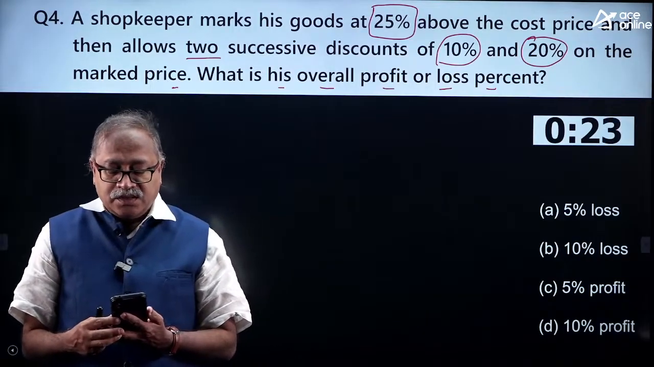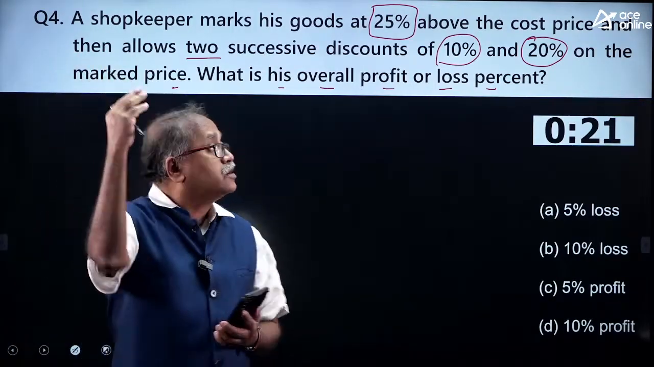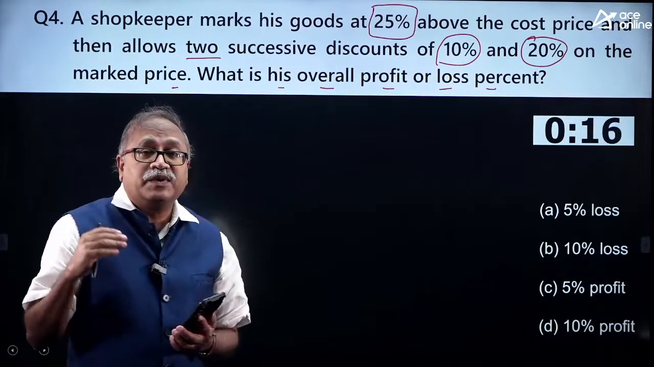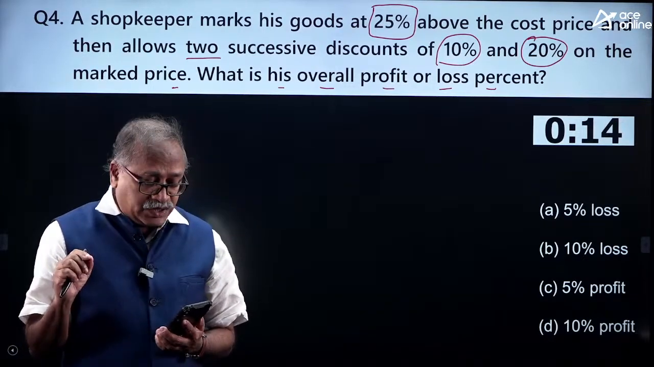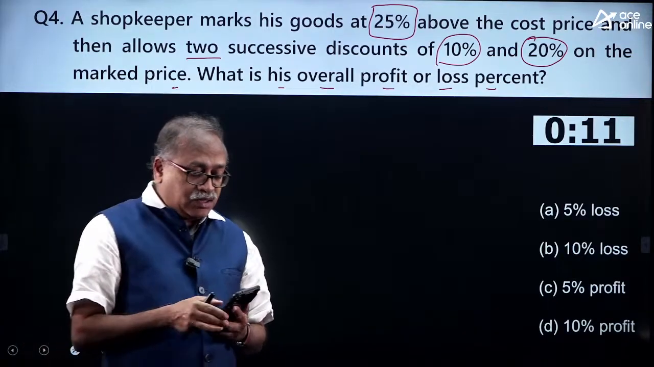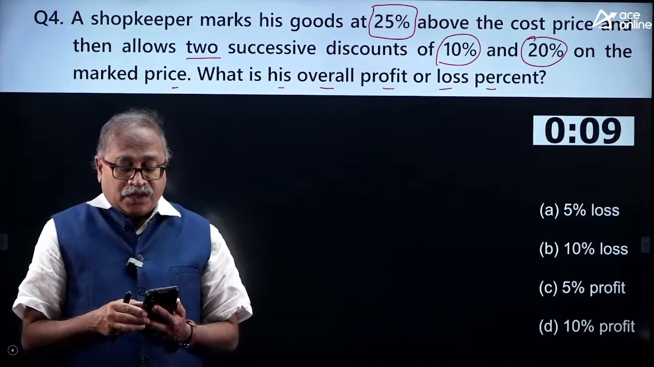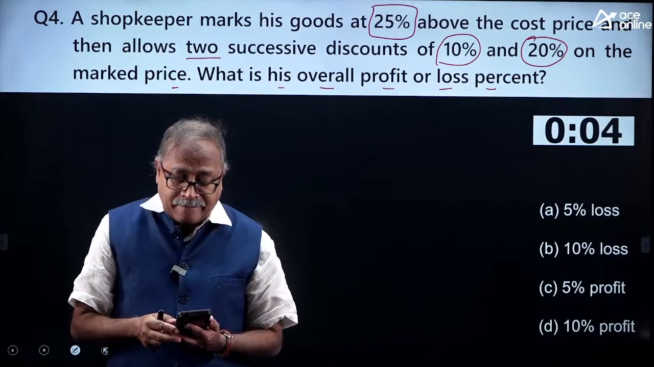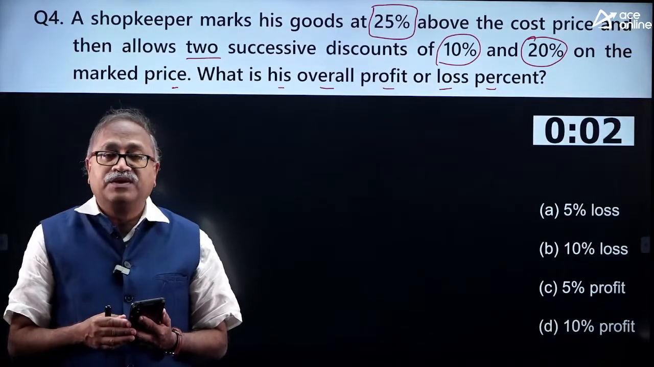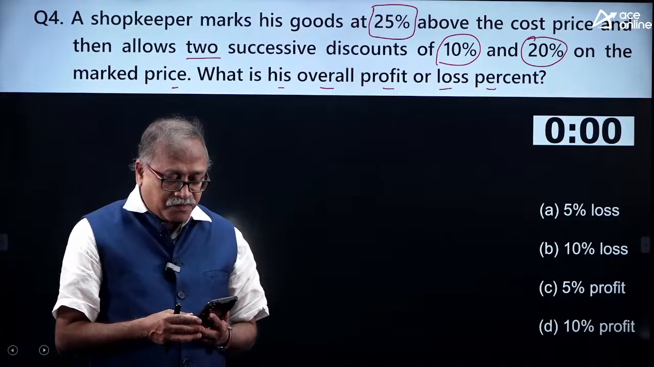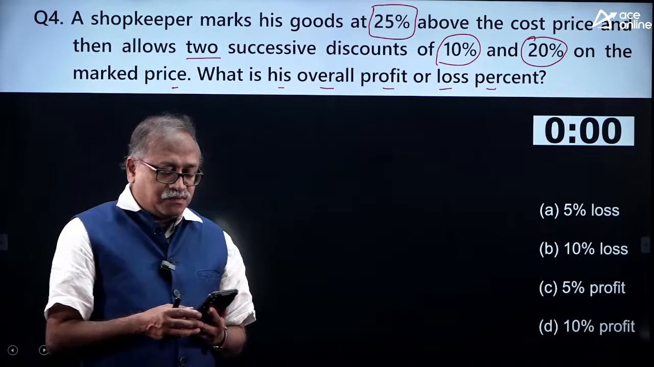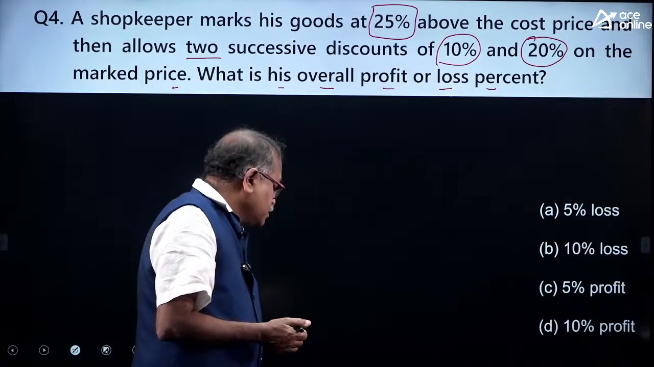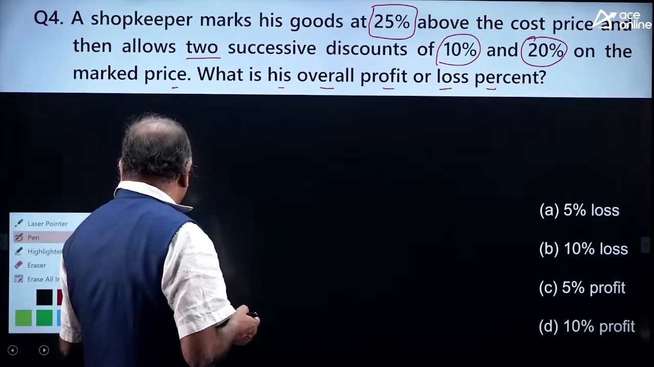So it is marked up, that means increased by 25%, then decreased by 10% and followed by 20%. If anyone can answer the question, it's well and good, or I will show you the basic and simplest way to answer this question. Time is over at your end also. So let me solve this question.